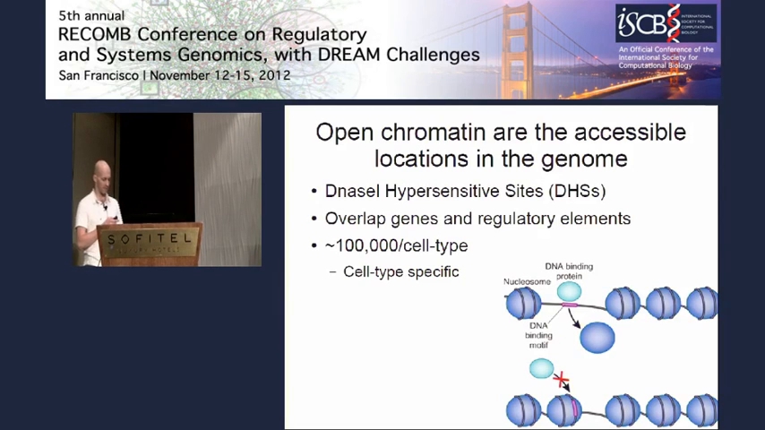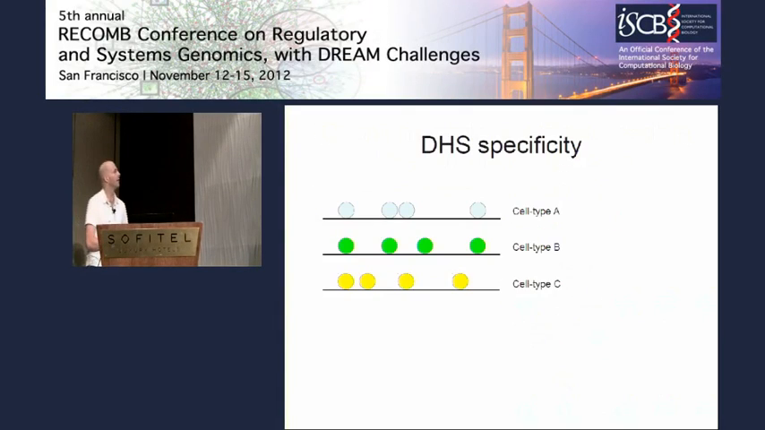The reason for this is because nucleosomes will prevent transcription factors and other DNA binding molecules from binding, and thus they form an important part of the regulatory mechanisms. So what we'd like to do ideally in the long run is to understand how and why the DHS patterns that we observe in each cell type are established.